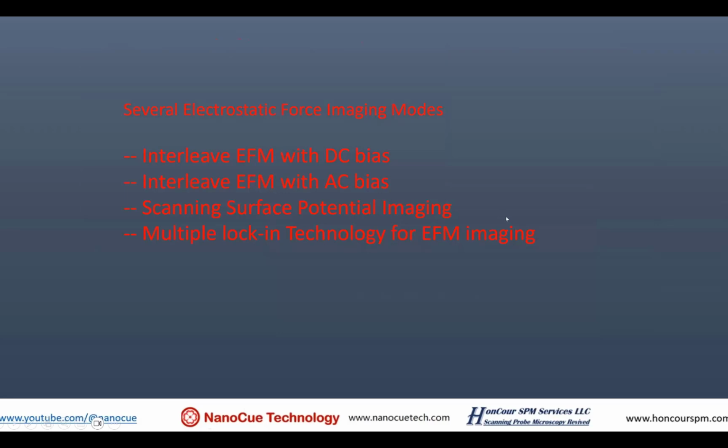Other than the magnetic force, you could also detect electrostatic force. There are different ways of detecting electrostatic force. Here are different ways: interleave EFM with DC bias, interleave EFM with AC bias, and then scanning surface potential imaging. And then we could also use multiple lock-ins. These are all different variations of this same technique.